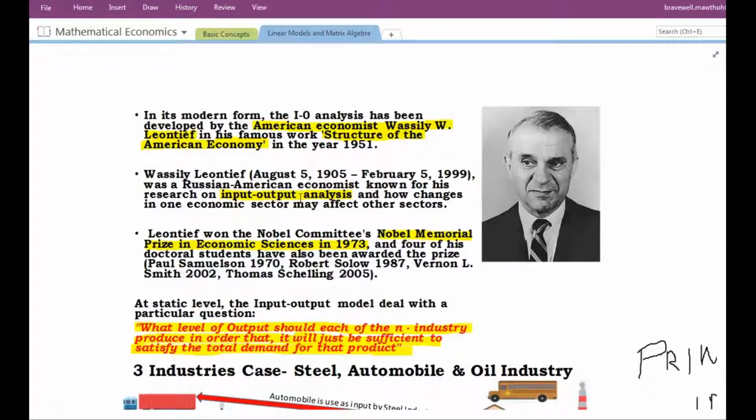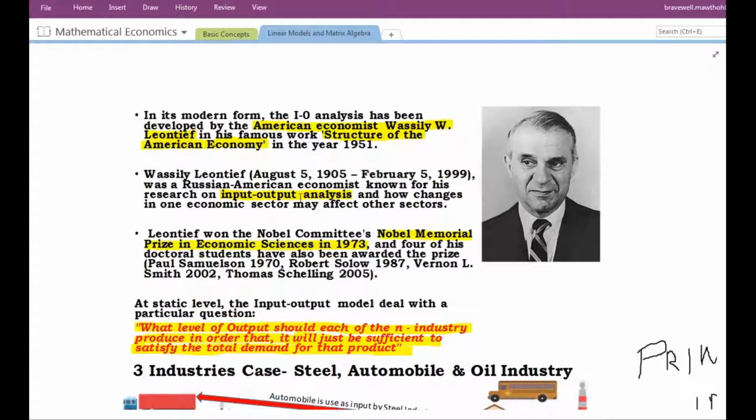He won the Nobel Prize in Economic Sciences in 1973, and also 4 of his doctoral students have been awarded the prize. Some of them include well-known economists like Paul A. Samuelson, Robert Solow, Vernon L. Smith, Thomas Schelling. Now, what does the input-output model tell us?